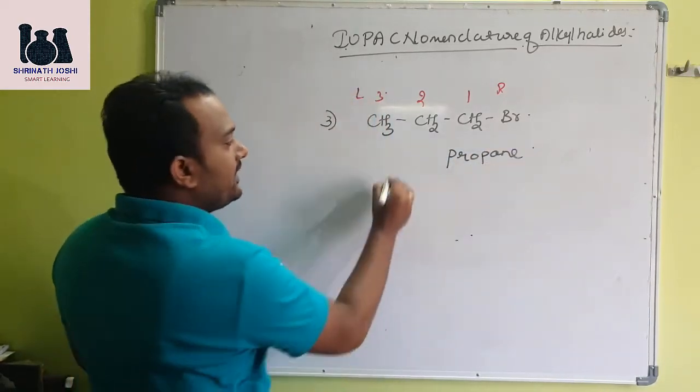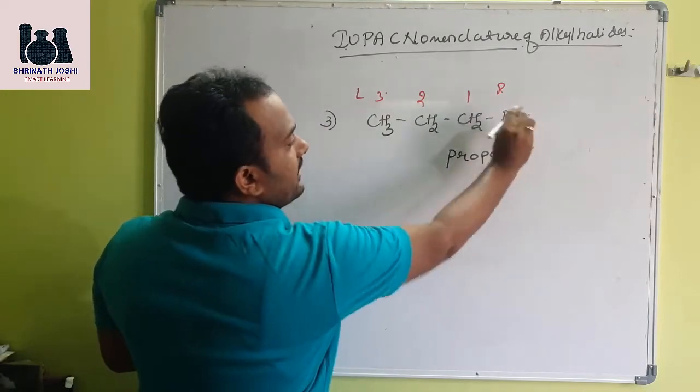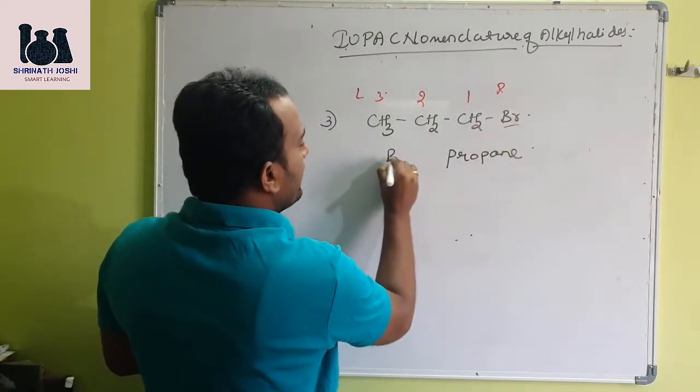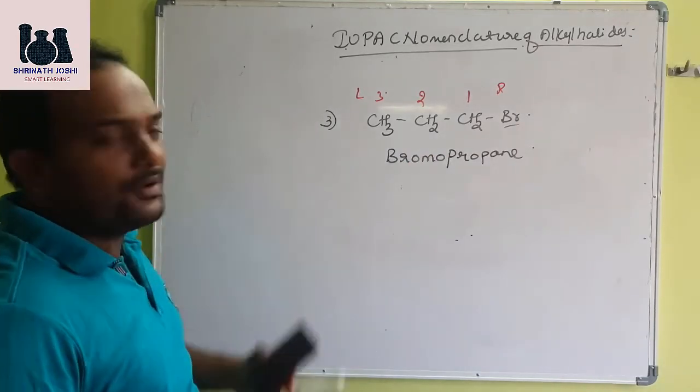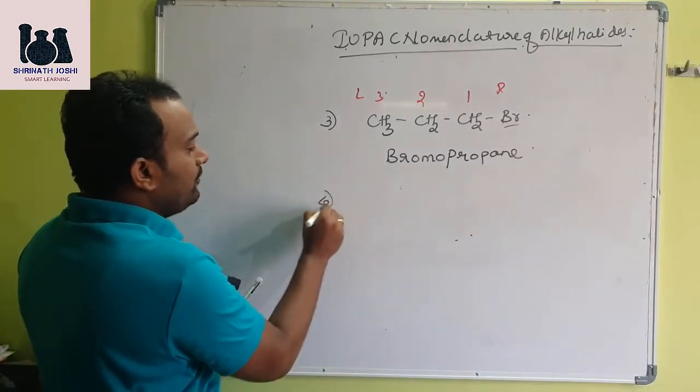Therefore which propane is it? Now which halogen is there? Chloro? No, it is bromo. Therefore I write it as bromopropane. Simple name. 1-bromopropane can also be written. Moving on to the fourth example.